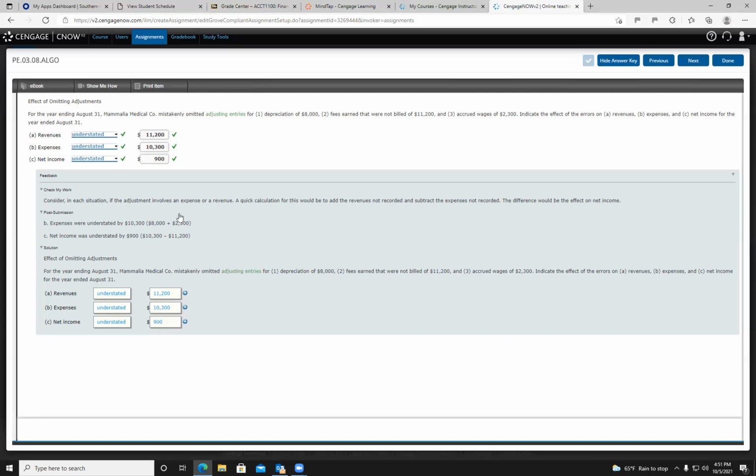Now, when you have this situation, they're wanting you to combine the two, to determine how both understated revenues and understated expenses together affect net income. So in this situation, you take the total amount of expenses and subtract out the total amount of revenue, and you actually get a negative 900, meaning that your net income is going to be understated by $900.